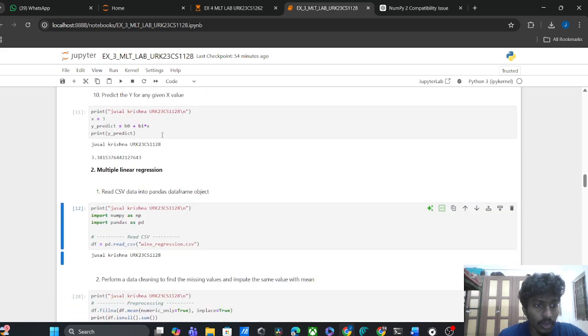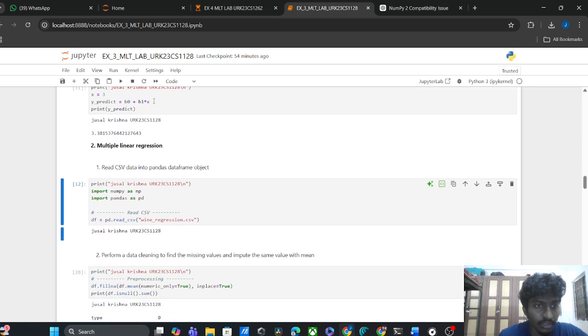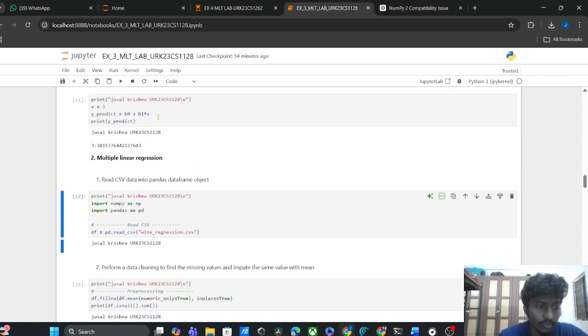For predict y for new X, finally we test our model. We give a new input value for alcohol content. For example, X is equal to 3. Using the regression equation, we calculate the predicted wine quality.